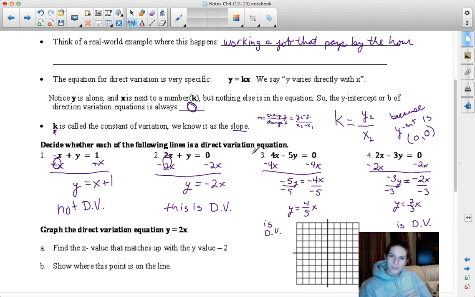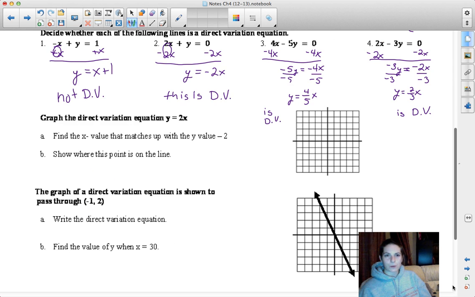Alright, so hopefully you did problems 3 and 4 and you didn't have too much trouble changing it to slope-intercept form. And hopefully you noticed that in both 3 and 4, the b value, the y-intercept, becomes 0. And that these are both direct variation, which means that our slope we can call our constant of variation if we were asked to identify it. So, let's go to the next part.